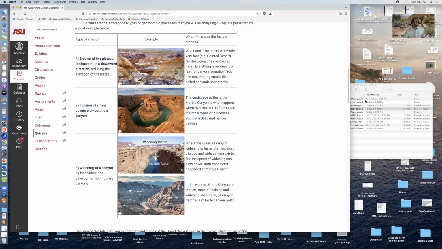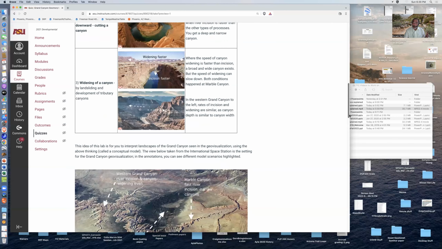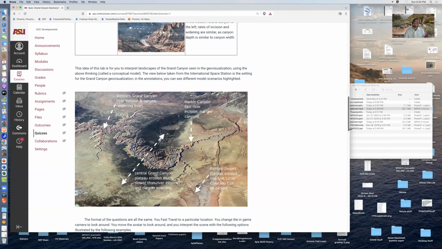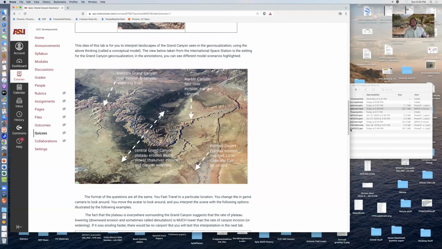So Marble Canyon is a place where at the bottom, incision is faster, giving you a gorge. And at the top of Marble Canyon, cliff retreat is faster, giving you a broad canyon. And in the Western Grand Canyon, incision and cliff retreat are somewhat in a balance. So this is what scientists call a conceptual model of understanding. We're creating a theory, maybe a fantasy, maybe reality, but it's a way of looking at it and thinking about it. So this first part of the lab has you go to different locations in the Grand Canyon region.